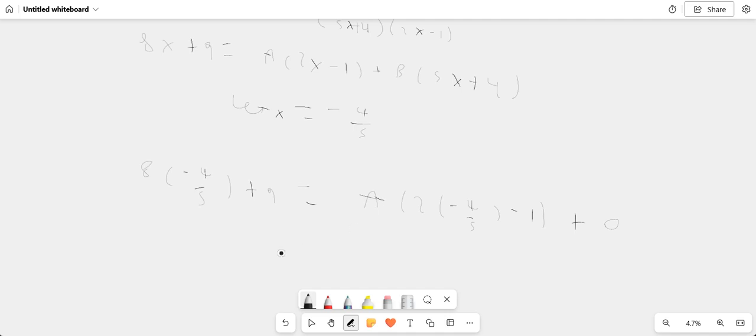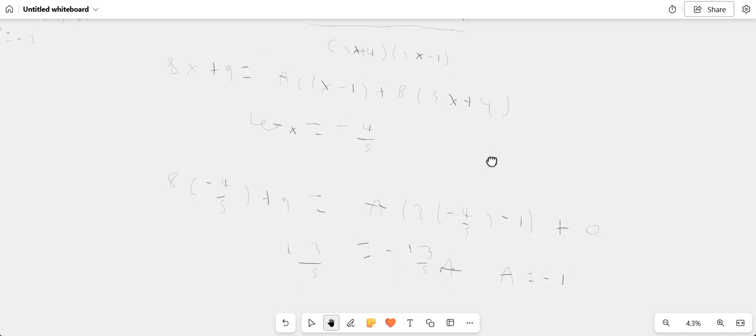So therefore, on the left-hand side, it's going to simplify to 13 over 5, if you put in your calculator. Right-hand side is minus 13 over 5. So therefore, a is equal to minus 1. And therefore, for part B, we're going to make x equal to 1 over 2 to eliminate the a one.